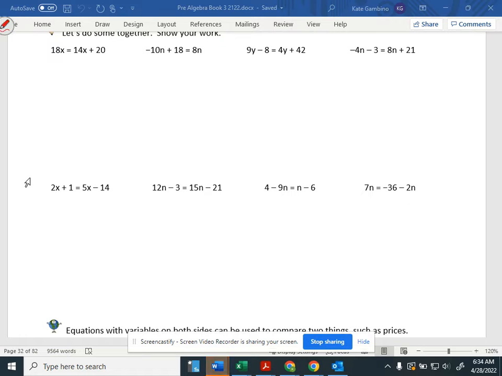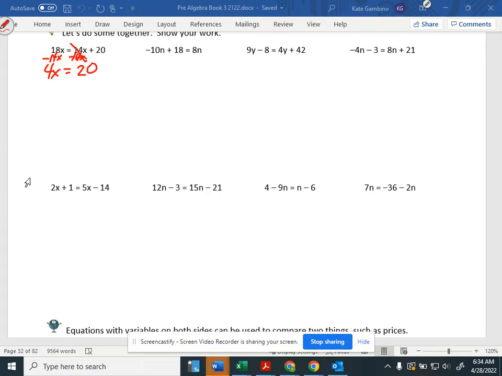And when we're on opposite sides of the equal sign, we have to do the opposite operations. So I have a positive 14x. I want to subtract 14x from both sides. So positive 14x minus 14x cancels out, and I'm left with just a 20. 18x minus 14x is 4x. Now my equation looks like what I'm used to. We've done equations like this before.